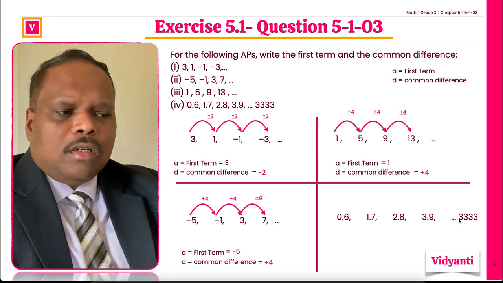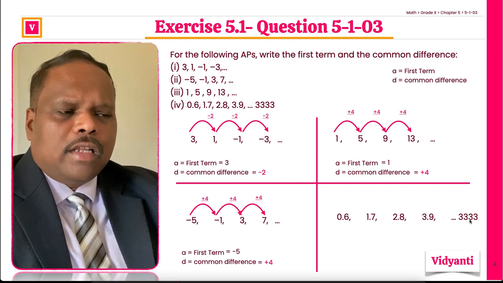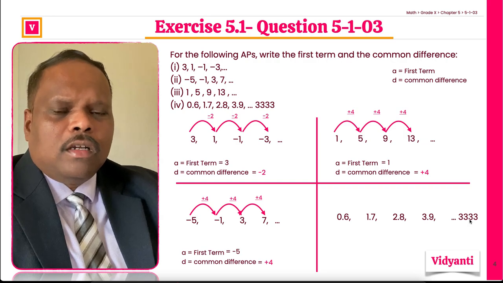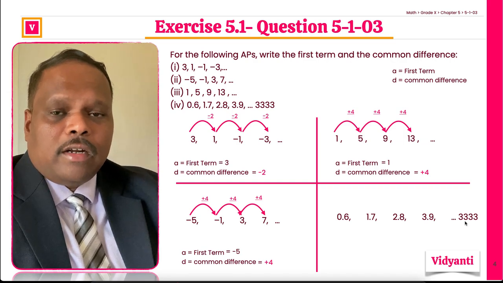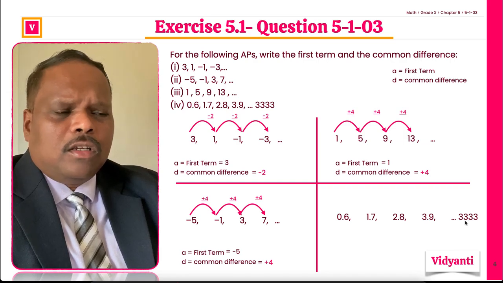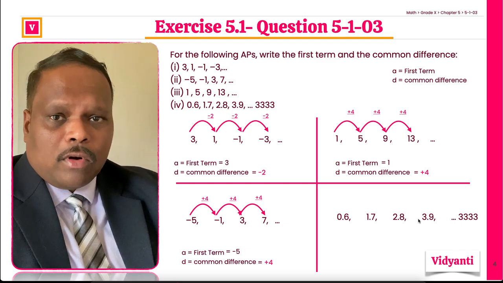The last term, they have given us this 333. That is not really important. This only means that eventually, if you keep on adding this forever, you will reach 333. However, you can still ignore this one, because in order to calculate the common difference, the first couple of terms are more than enough for us.